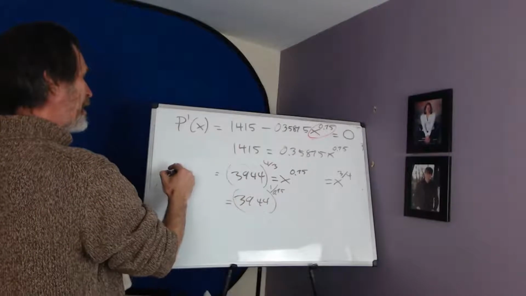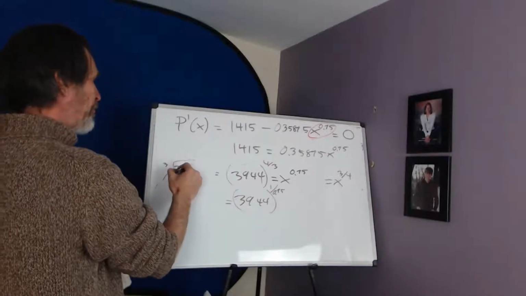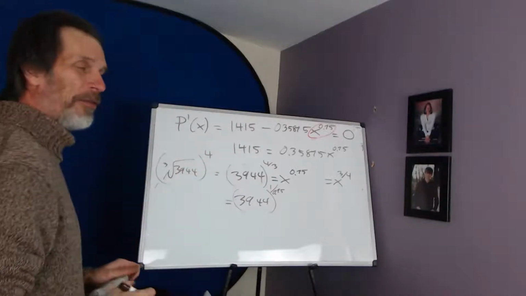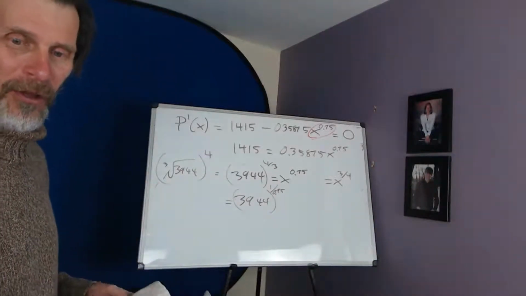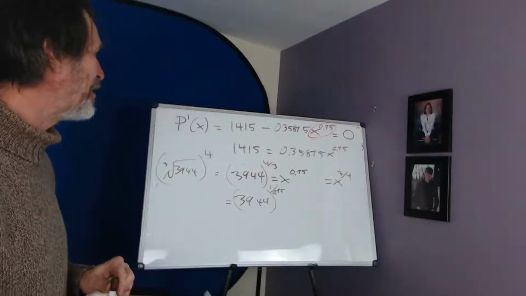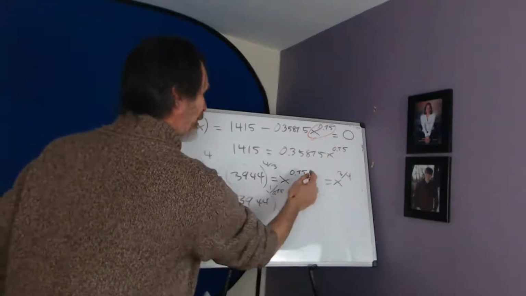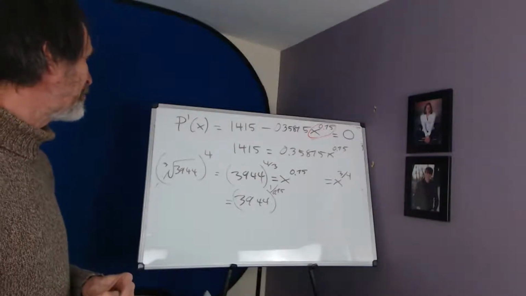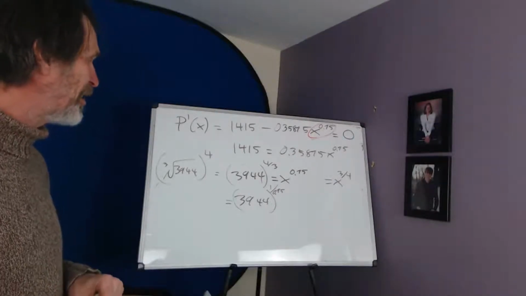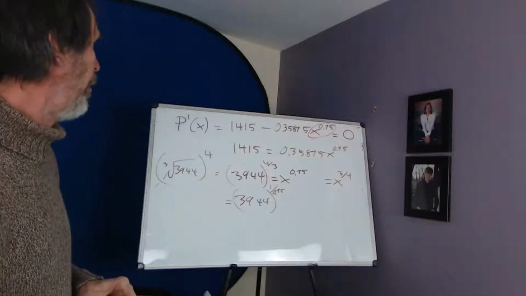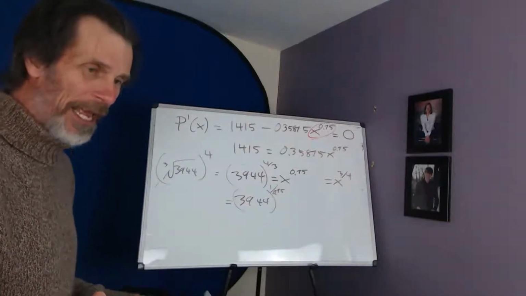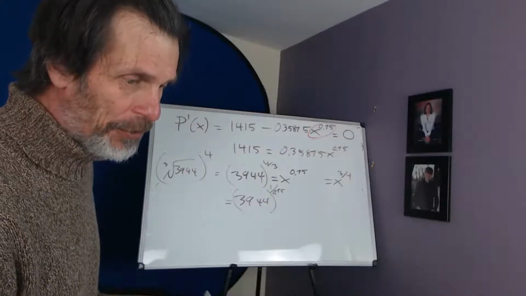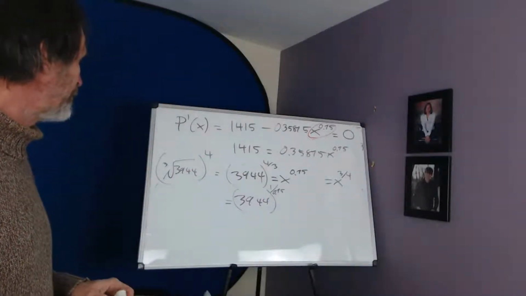This ends up being the cube root of 3944 taken to the 4th power. That also works. So there's all sorts of different ways that you can get from this power function to the answer. This comes out to be 60-some thousand, as I recall. That tells us x. That tells us how many computers we should manufacture.